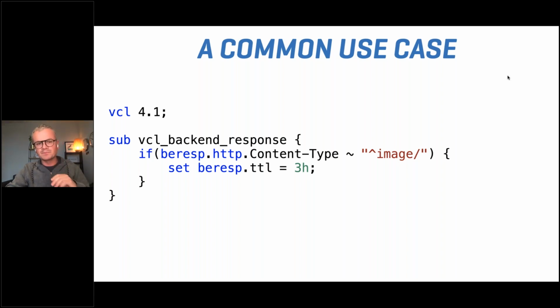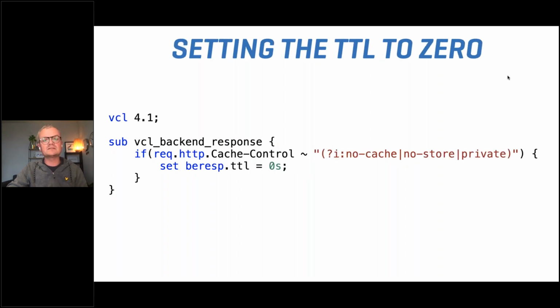It's a very common use case. And here's where it gets tricky. If you follow that analogy and you say, I do not want to cache things, you could say, if the Cache-Control header that I receive contains no-cache, no-store, or private, we're going to set the TTL to 0, not to cache. Seems very intuitive, seems very straightforward, but please don't do this.